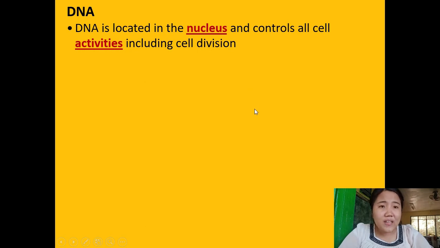So DNA is located in the nucleus and controls the cell activities, including cell division. If you can still remember, in the parts of the cell, the nucleus controls all the cell activities. The reason why the nucleus is the one who controls it is because it contains the DNA. The DNA is the master of all commands inside the cell.